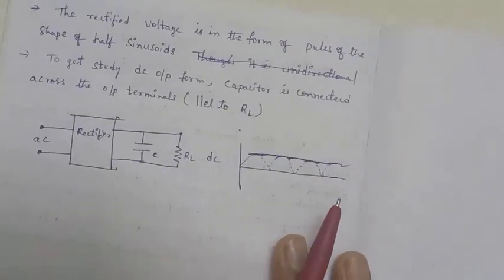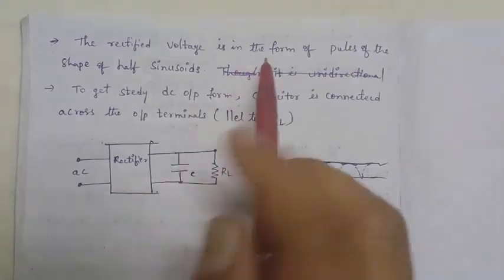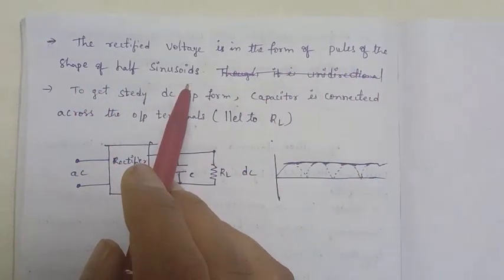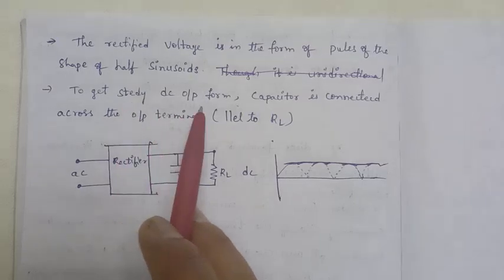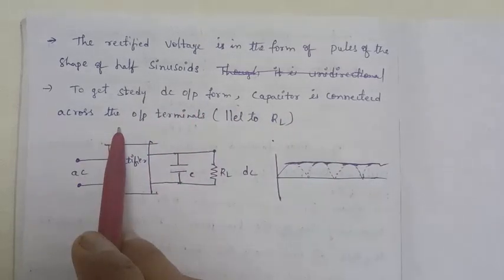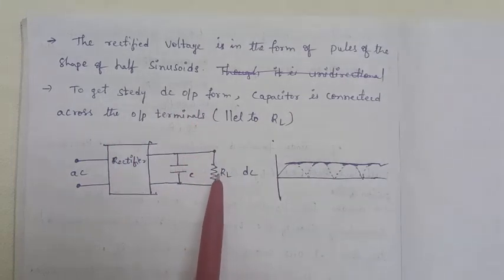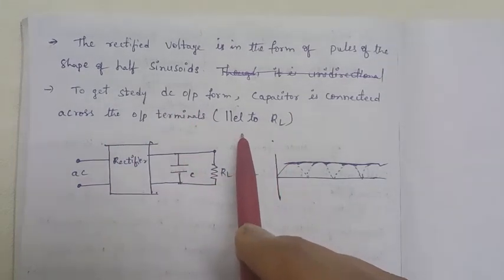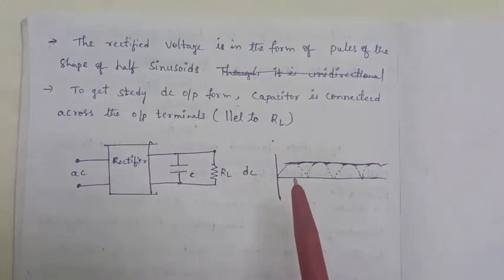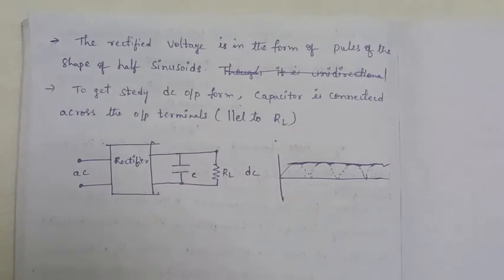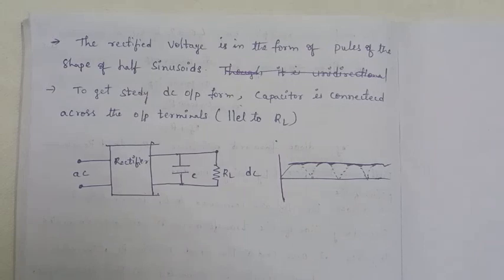So this is the efficiency formula. The rectified voltage we get is in the form of pulses of the shape of half sinusoids. So to get a steady DC output, a capacitor is connected across the output terminals of the load resistor. Here we connect the capacitor in parallel to the load resistor. Then we get the output like this. So this is about half wave rectification and full wave rectification.